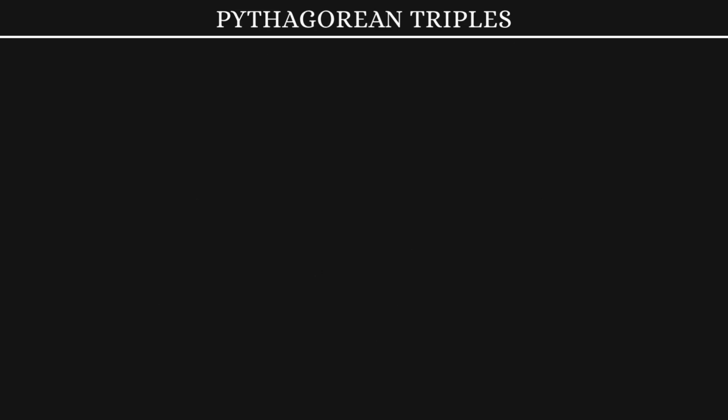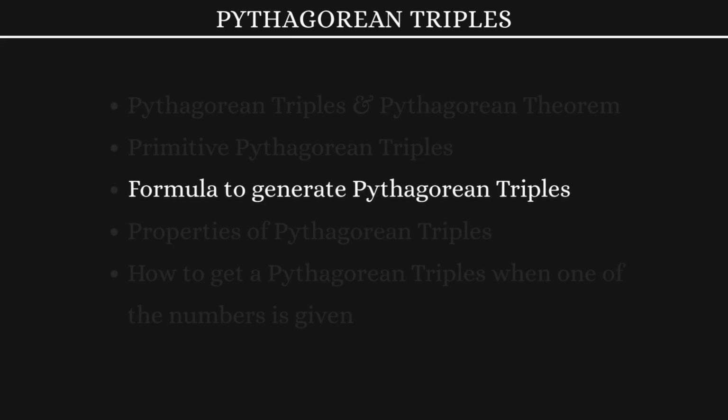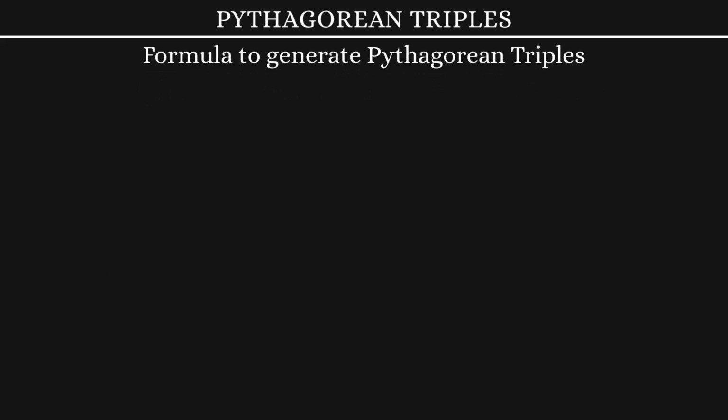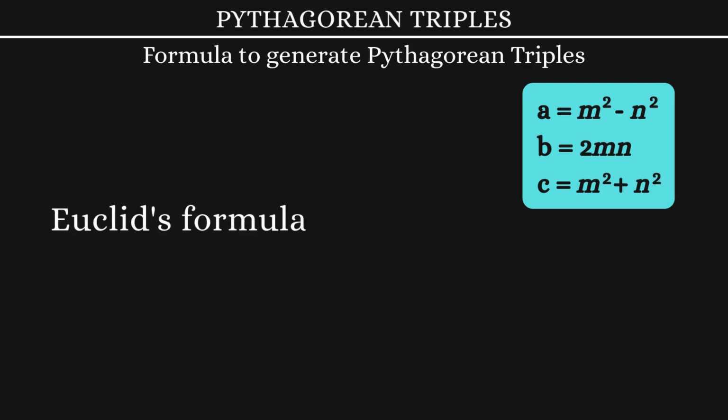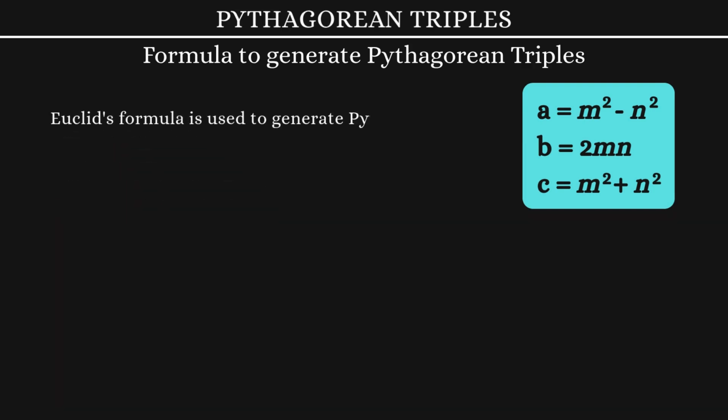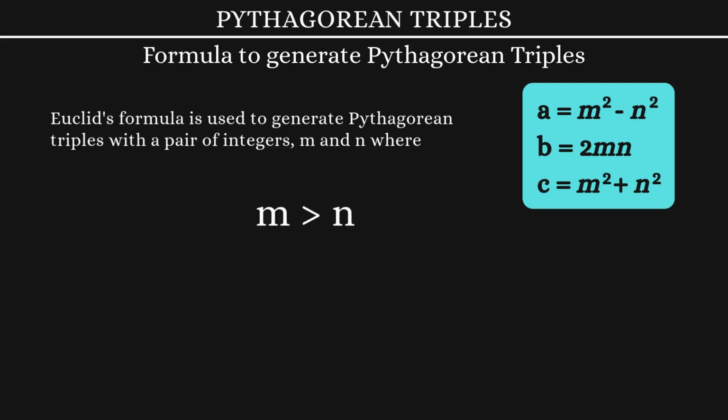Now, let's learn how to generate Pythagorean triples using a formula. A is equal to m squared minus n squared. B is equal to 2mn. And C is equal to m squared plus n squared. This is called the Euclid's formula, and it is used to generate the Pythagorean triples with any given pair of integers m and n, where m is greater than n and both of them are greater than 0.